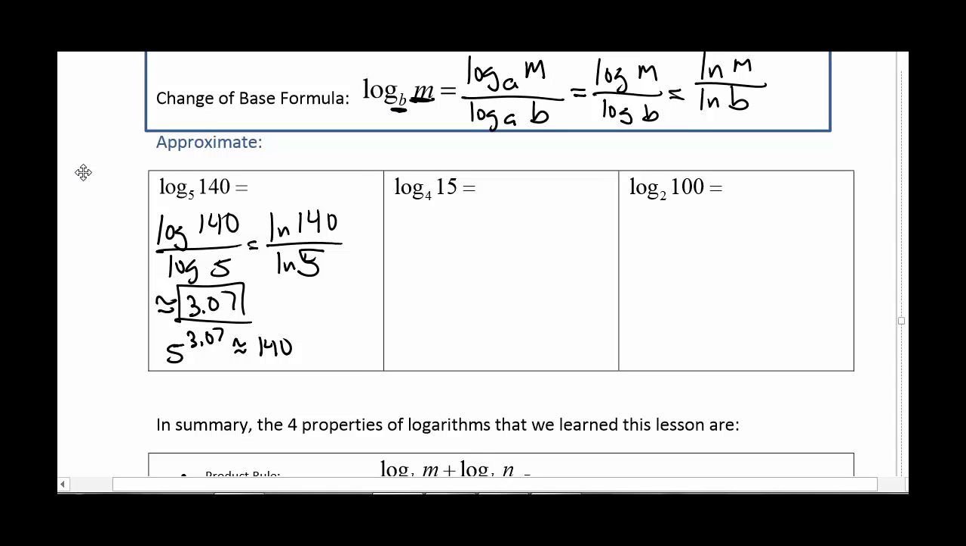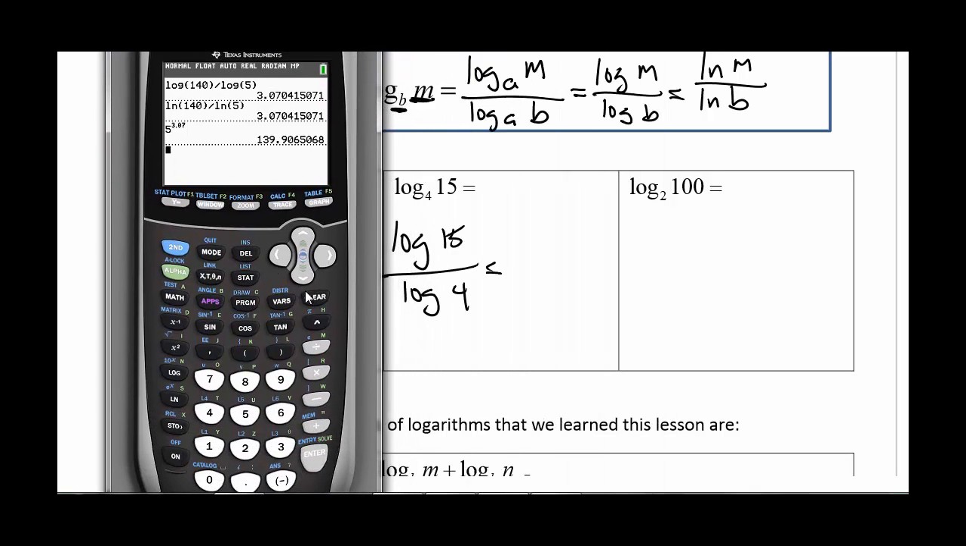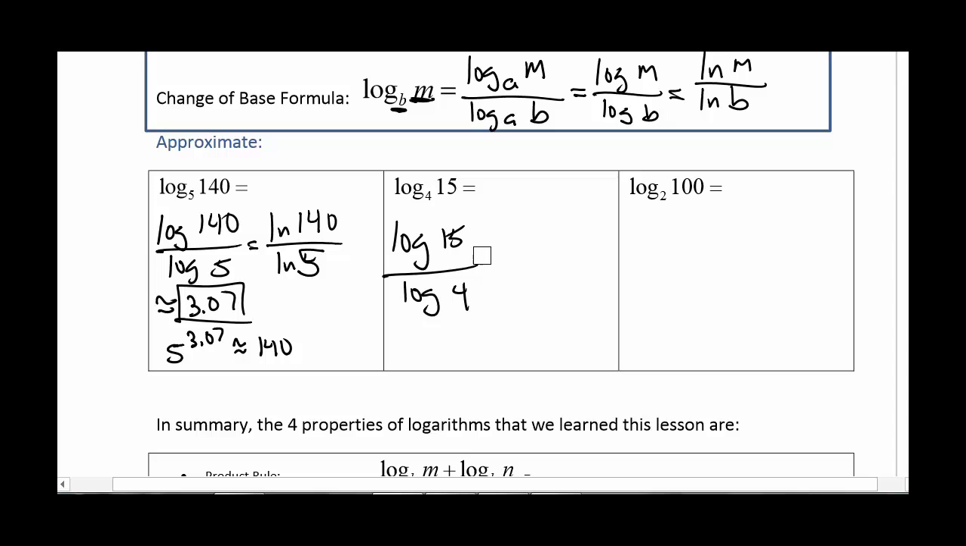Okay, next up, we've got log base 4 of 15. So we'll just do the log button there. And so once I've got it written out, then I can pull up my calculator. And I'll clear this out. So log of 15 divided by log of 4. And I get approximately 1.95.